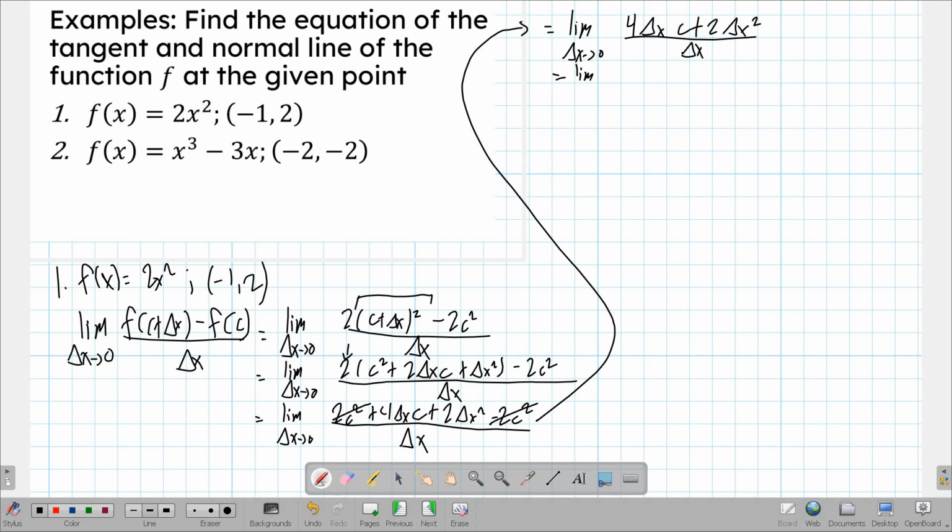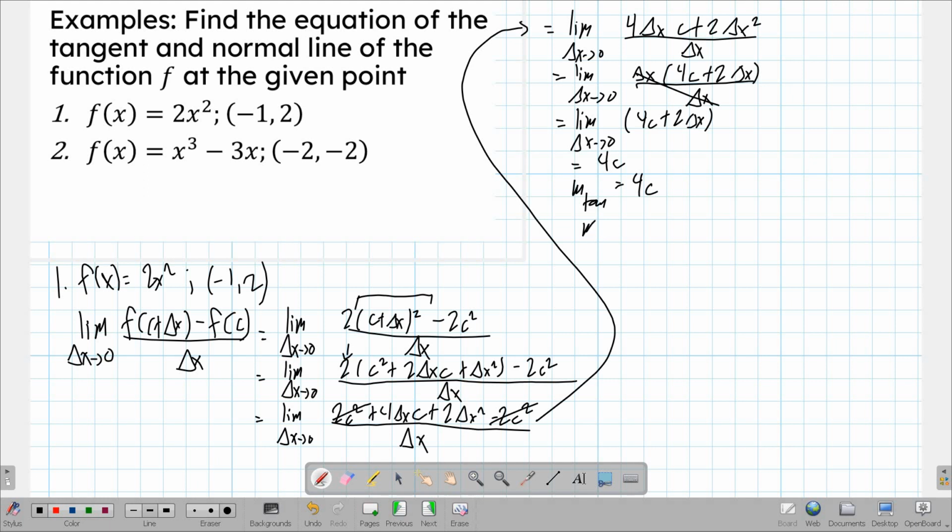So we'll have the limit as delta x approaches 0 of delta x multiplied by 4c plus 2 delta x all over delta x. This gets cancelled, therefore, we get the simplest form of the limit as delta x approaches 0 of 4c plus 2 delta x. And now we can apply our limit theorem of direct substitution, and we're going to have 4c, which then implies that the slope of the tangent line is given by the expression 4c.